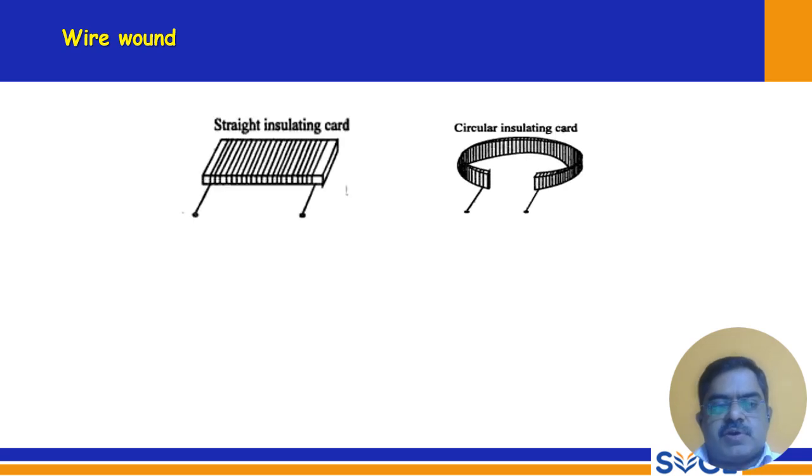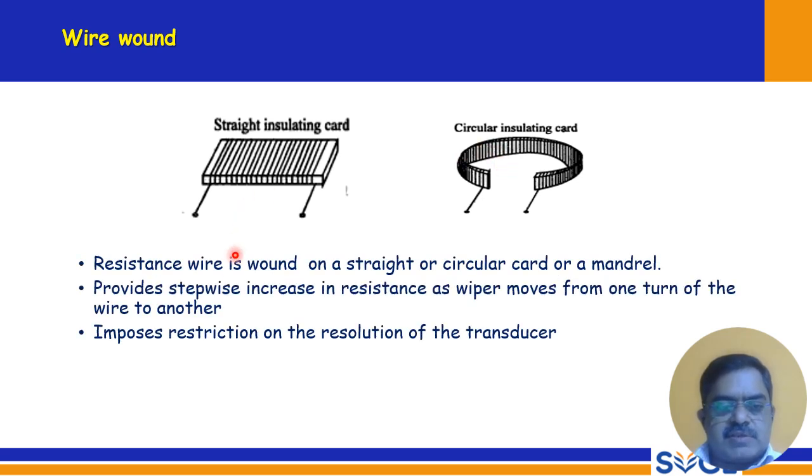So next is wire wound. This is the single striped insulating card, and this is circular insulating card. Resistance wire is wound on a straight or circular card or a mandrel. It provides stepwise increase in resistance as the wiper moves from one turn of the wire to another. So it imposes a restriction on the resolution of the transducer because it has a standard number of turns. So it has limited resolution. So that is another limitation of this type.